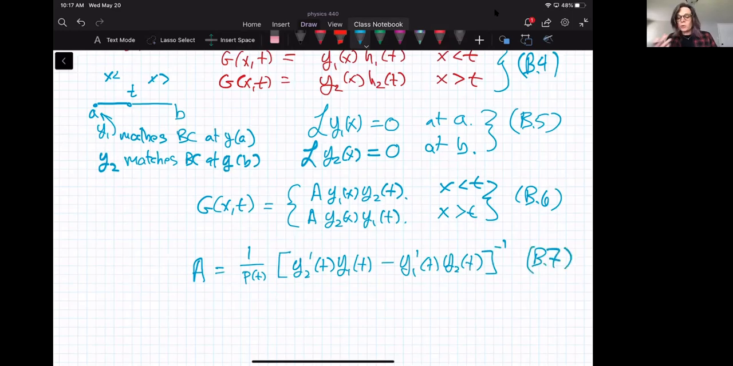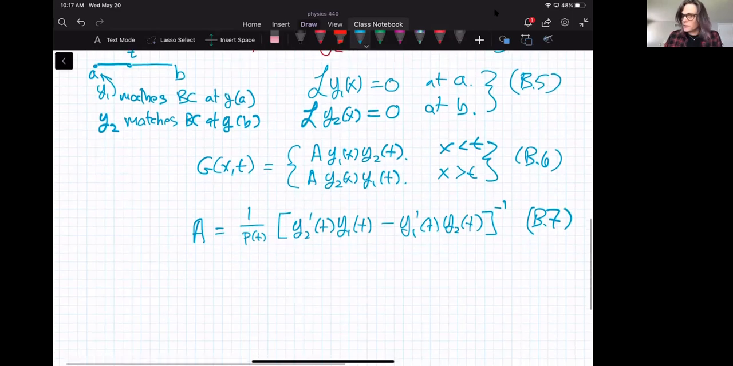Right? And our goal with every one of these equations should be to find that A. Right? And that allows us to solve for the Green's function. Basically, our steps are, so we'll do a couple of examples.